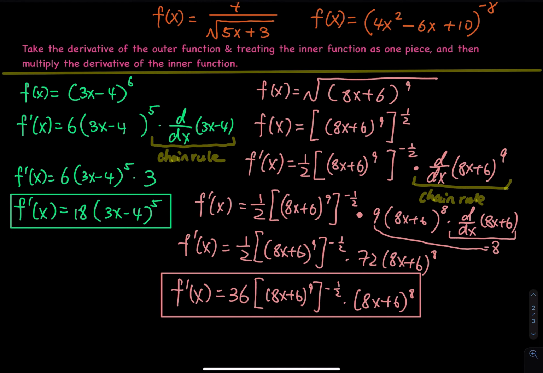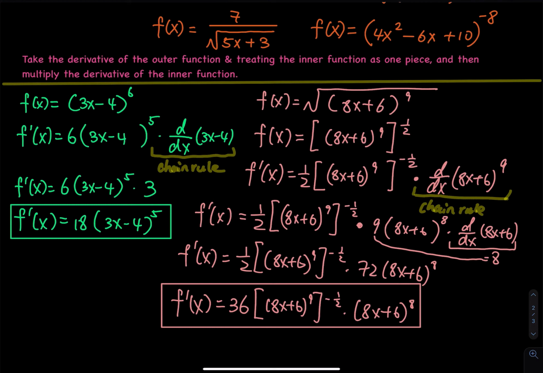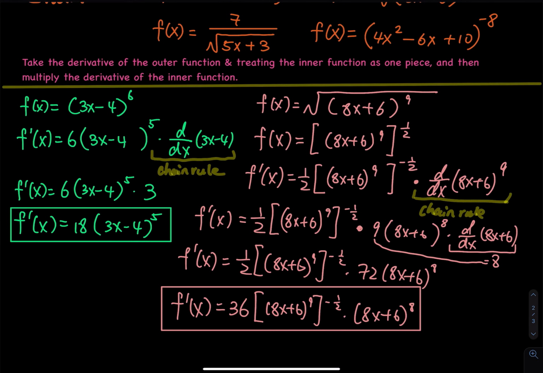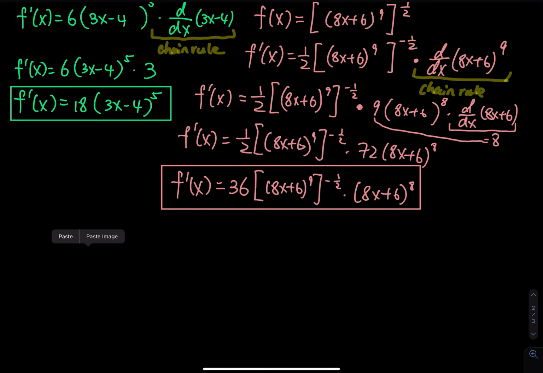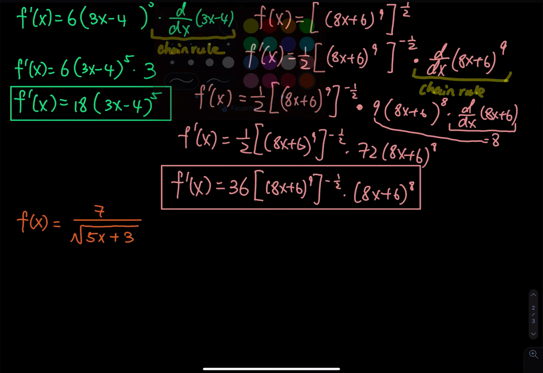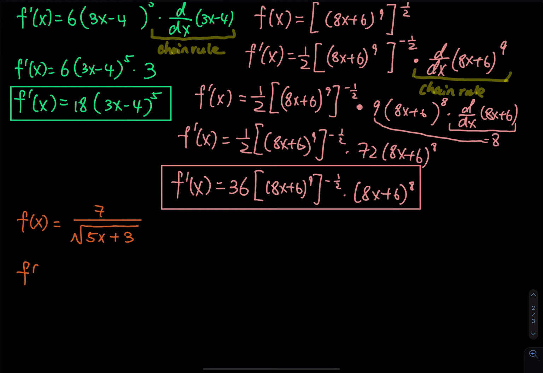Okay, we have the next function. The next function is 7 divided by the square root of 5x plus 3. Let me copy this function first, and then paste. Okay, let's rewrite the square root in the denominator. So f of x equals 7, and then that becomes a negative 1/2 power. So 7, and then we have 5x plus 3 raised to the negative 1/2 power. So we have a linear function, 5x plus 3, inside a negative 1/2 power.